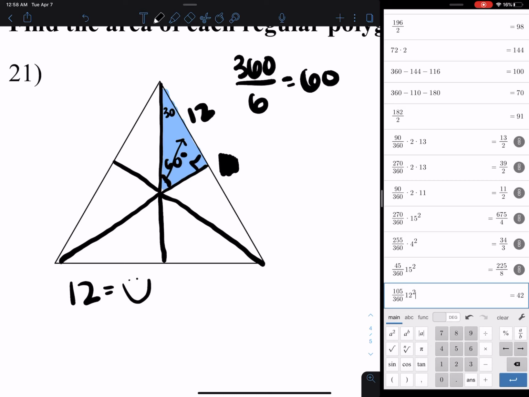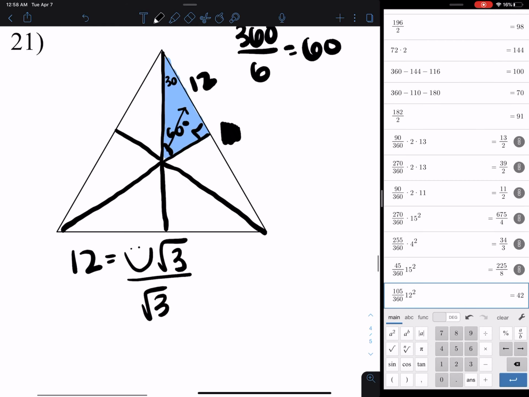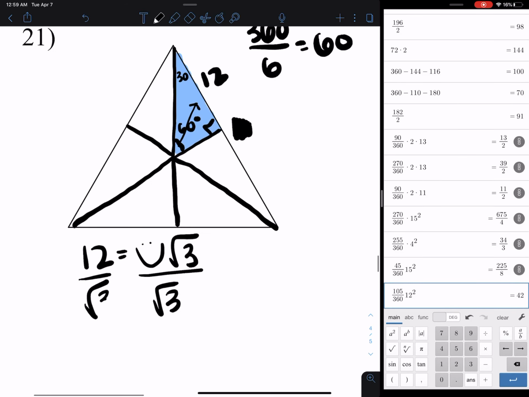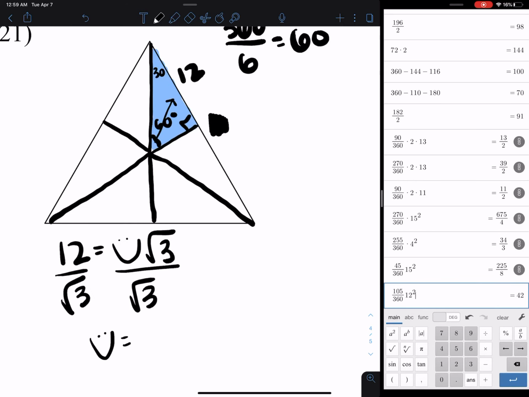smiley face, square root of 3. If we want to get the smiley face by itself, we divide by the square root of 3. So our smiley face here is going to be 12 square root of 3 over 3, or 4 square root of 3. You can also approximate this to a decimal.